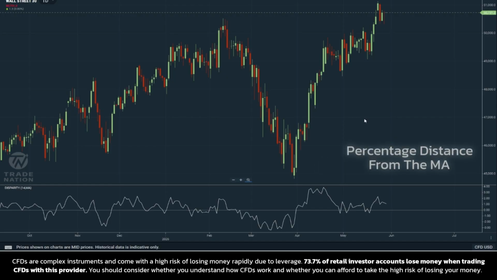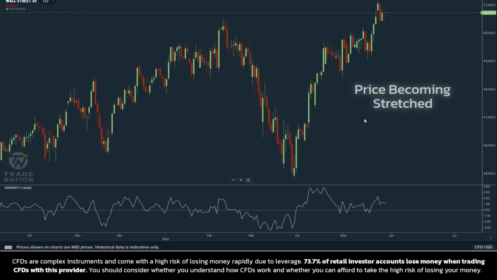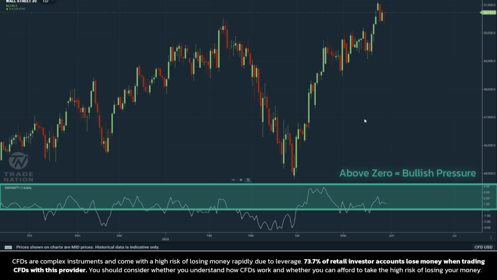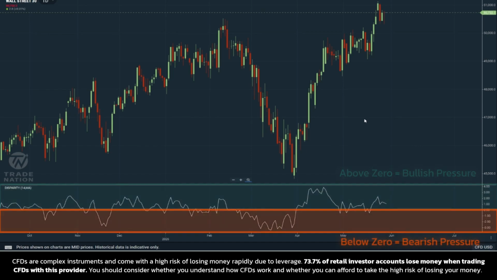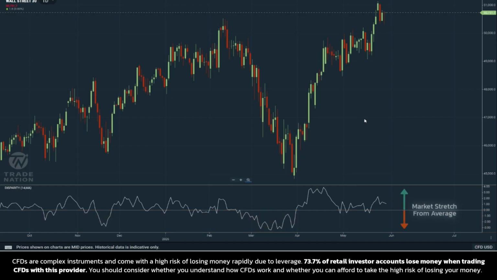In practical terms, it helps you see whether price is still trading close to its average level or starting to move too far away from it. A reading above zero shows that price is trading above the moving average, while a reading below zero shows that price is trading below it. The further the reading moves away from zero, the greater the separation becomes.